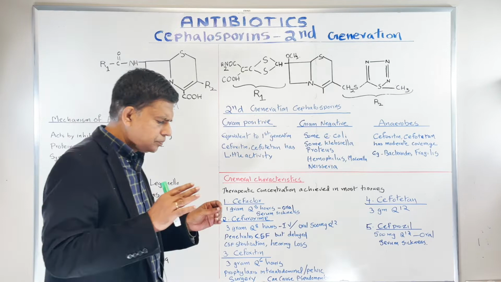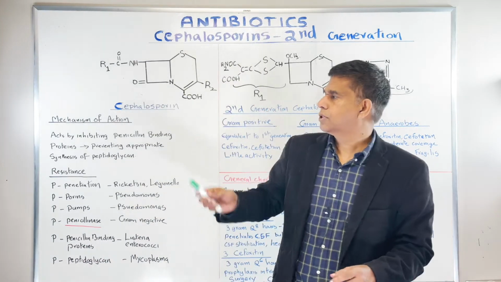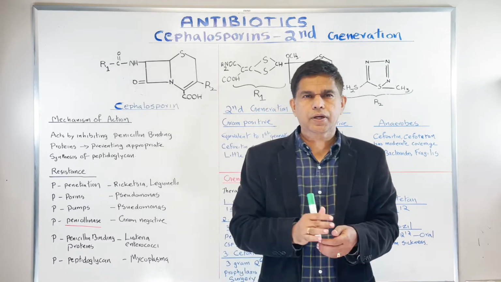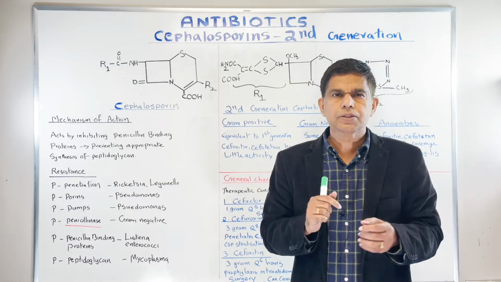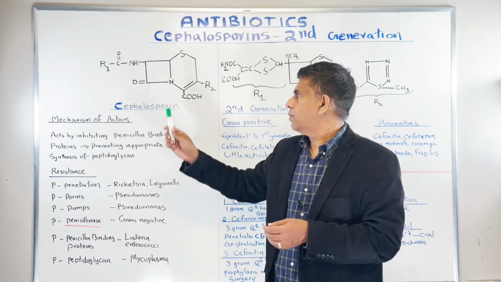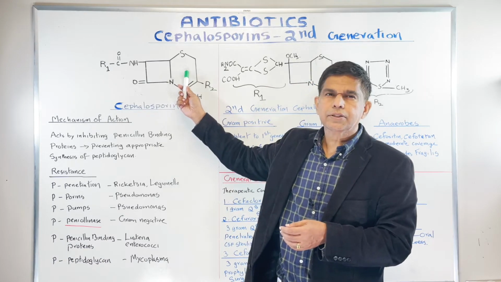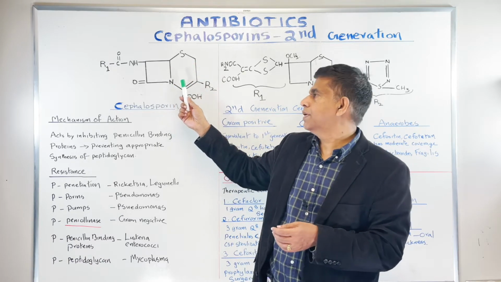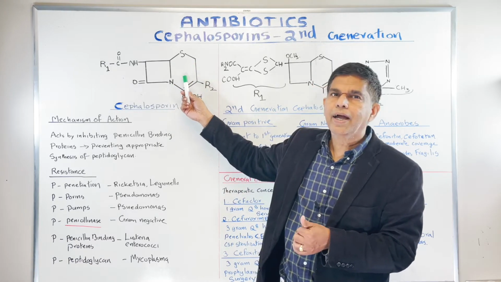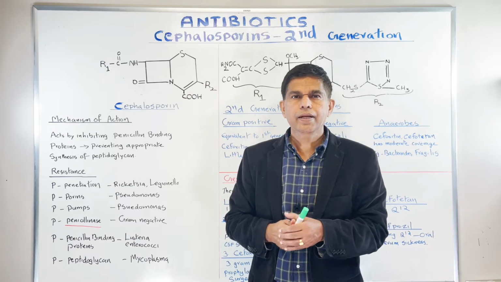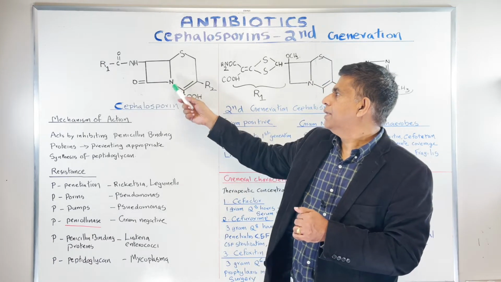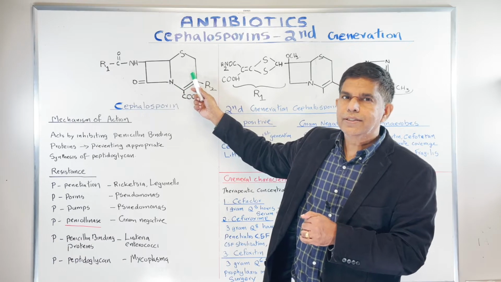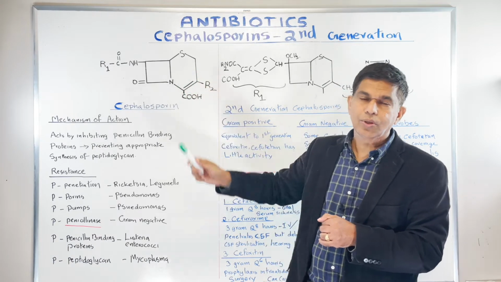So first thing we need to do is look at the structure of cephalosporin. This is a group of drugs. What is the structure? How does it differ from the penicillin? We need to know. Penicillin usually has this thiazolidine ring. Now, in this group of cephalosporins, that is replaced by a dihydrothiazine ring. Okay, remember that. In cephalosporin, you have a dihydrothiazine ring instead of the thiazolidine.